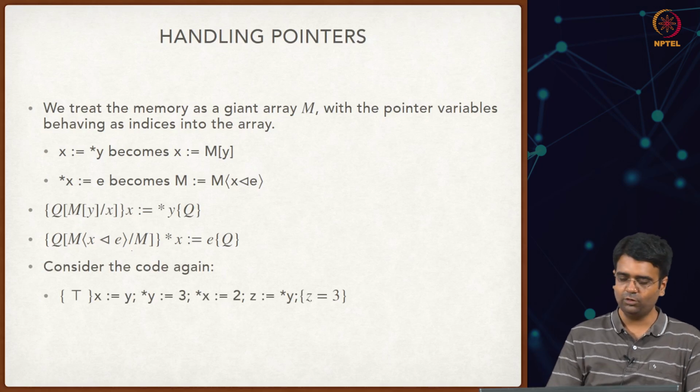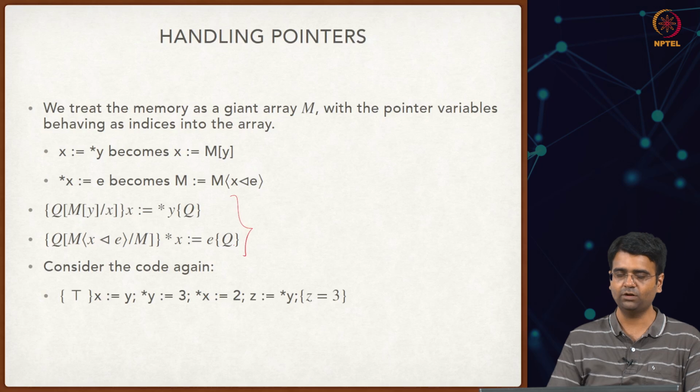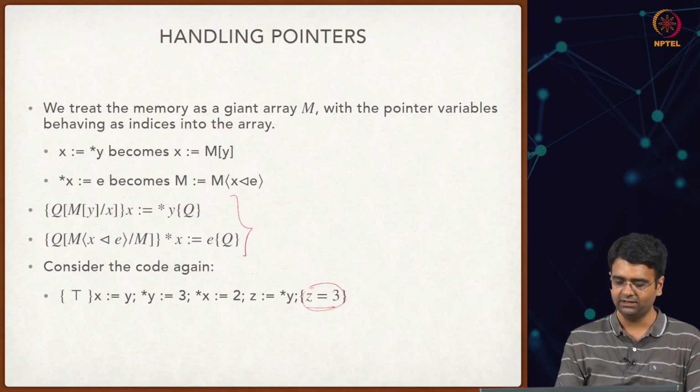And that's all. So now let's look back at our previous code and see does it work now. If you use our new formulation for handling the pointer assignments, will it work? Again we are going to propagate this backwards, but when you see z equal to star y, in the formula z equal to 3, you are going to replace every occurrence of z with m of y. So you will get m of y equal to 3. This will be the weakest precondition here.